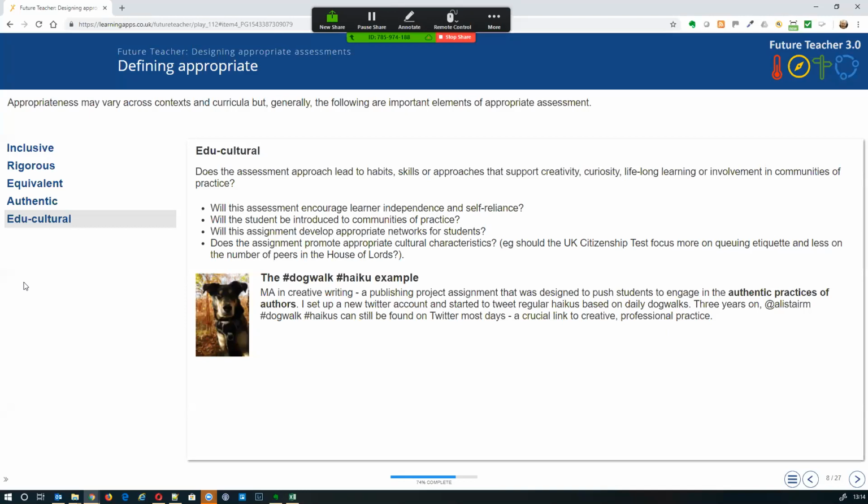Now, just an example here, when I did an MA recently in writing for children, I had this brilliant publishing project assignment that we were assessed on. I say it was brilliant not because I did a brilliant one, but because the way the assessment was designed was brilliant. It was incredibly open-ended.